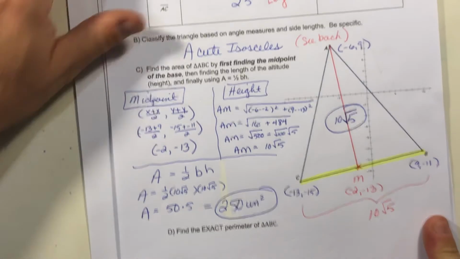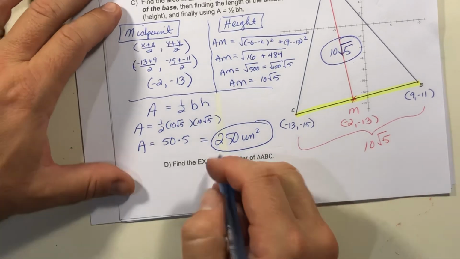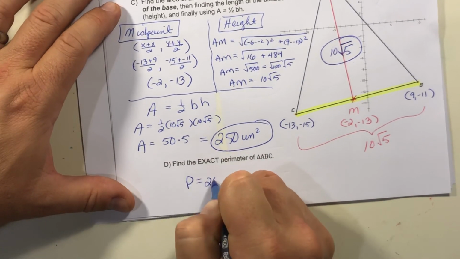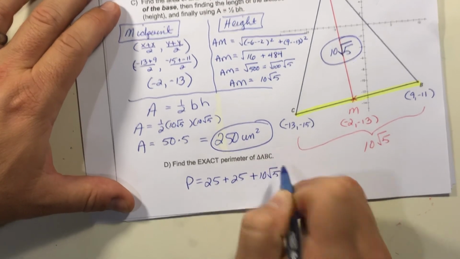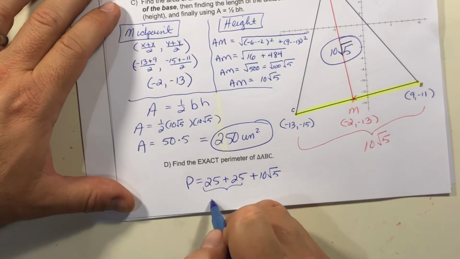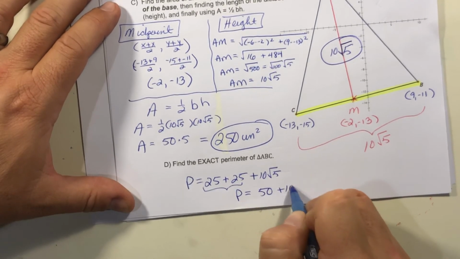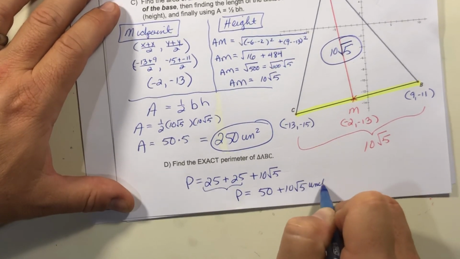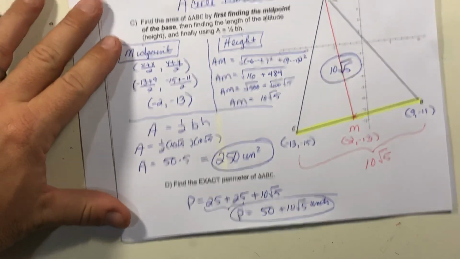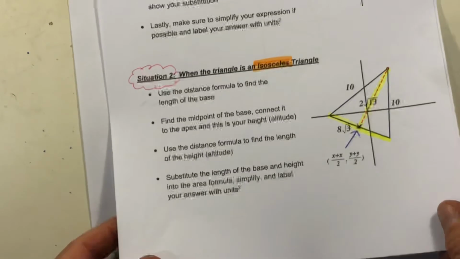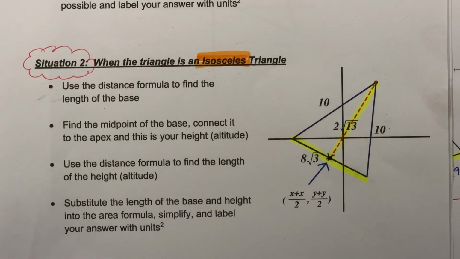Okay? Perimeter for the end here should be quite simple, right? For perimeter, we are adding 25 plus 25 plus 10 radical 5. These are the only two like terms, so our perimeter will be 50 plus 10 radical 5 units. Okay, ladies and gentlemen, I hope this helps. This was our situation in which it's an isosceles triangle and we're finding the midpoint to the base.